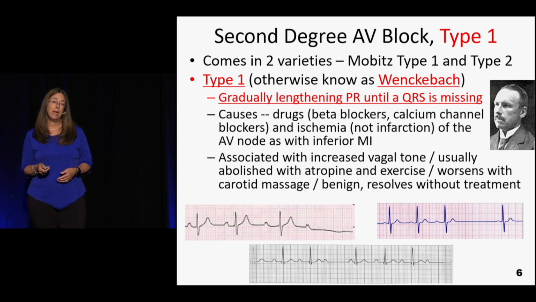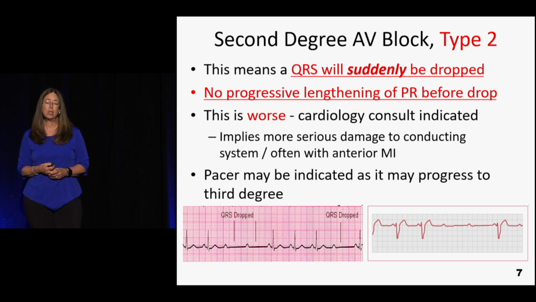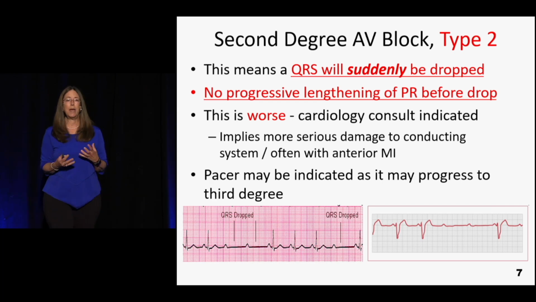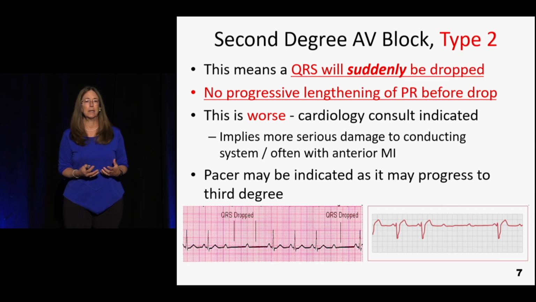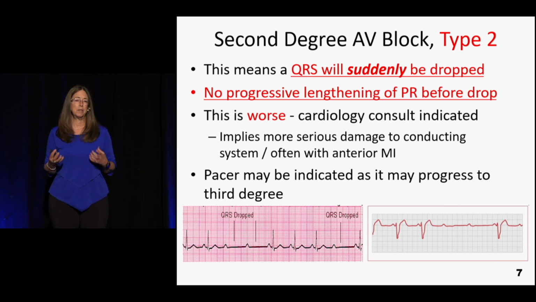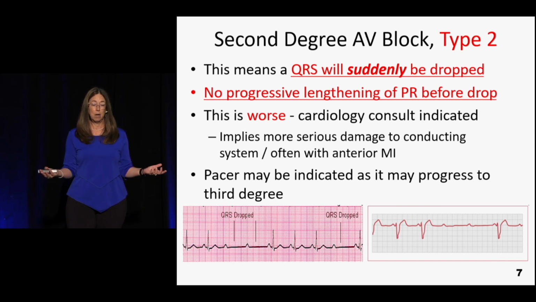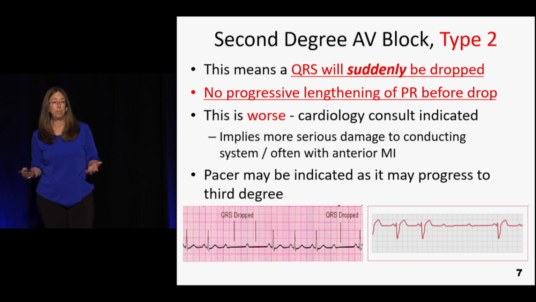If that communication gets worse, though, they can actually go to second degree block type 2. This is basically where the communication is fine until suddenly it's not. So the PR intervals are the same, it beats just fine, and then all of a sudden, out of nowhere, the P wave tries to communicate to the QRS and nothing happens. It drops a beat. So my PR intervals are the same, and all of a sudden it just doesn't respond anymore.